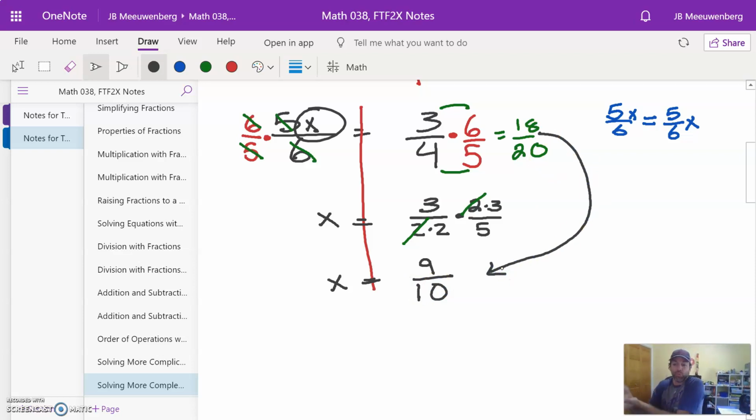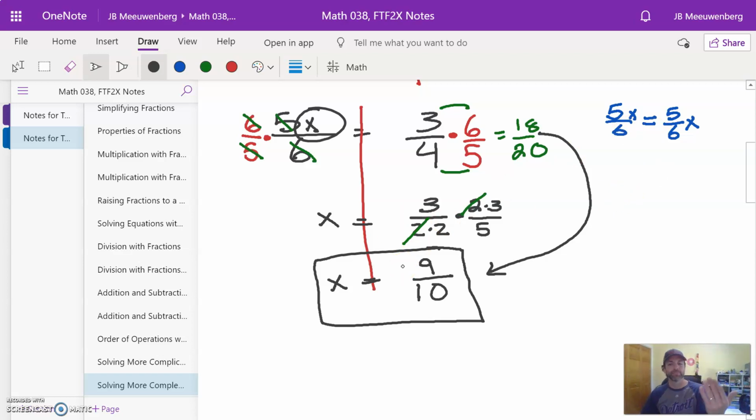Sometimes it's easier to do one way or the other. I'm going to leave it up to you to figure that out. That's the whole idea about math. We want to be efficient. We want to take the shortest path. We want to get the solution in the most efficient way. If you don't, that's okay, but that's the eventual goal.